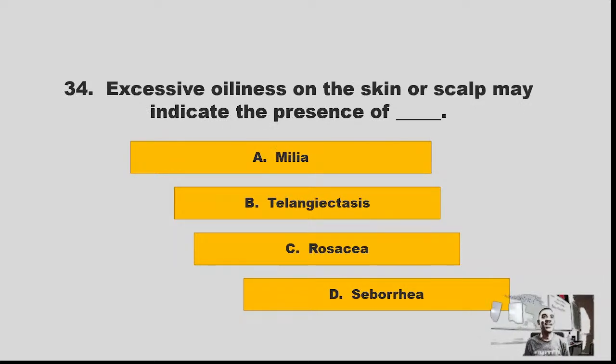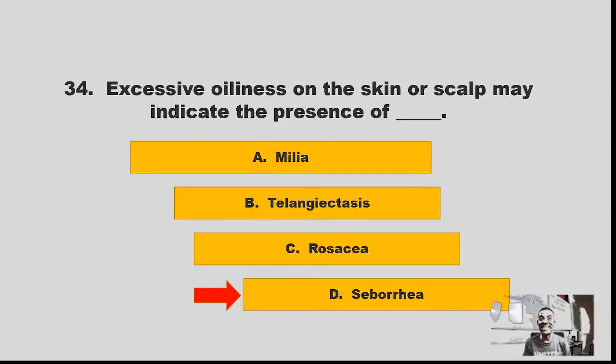Up next, excessive oiliness on the skin or scalp may indicate the presence of, is it milia? Now, wait a minute. This word is a little challenging. Telangiectasis. Is it rosacea or seborrhea? Okay. So excessive oiliness on the skin or scalp may indicate the presence of. Let's give you a few seconds to think about this. And now, if you chose D, seborrhea, then you are correct.